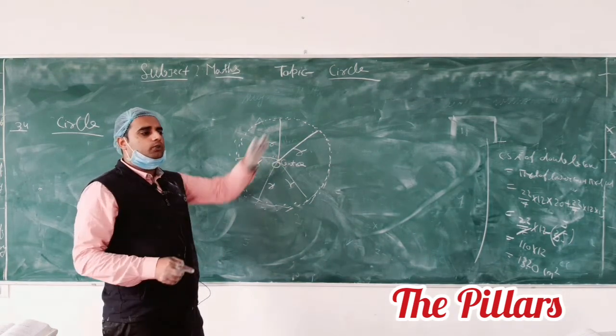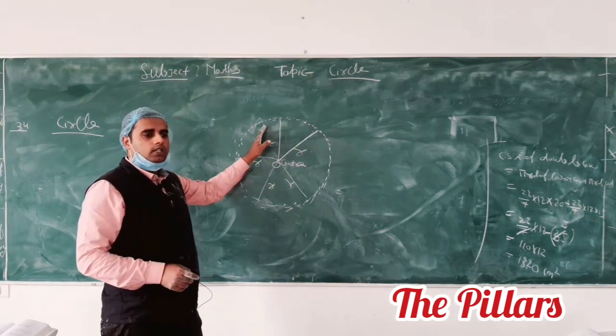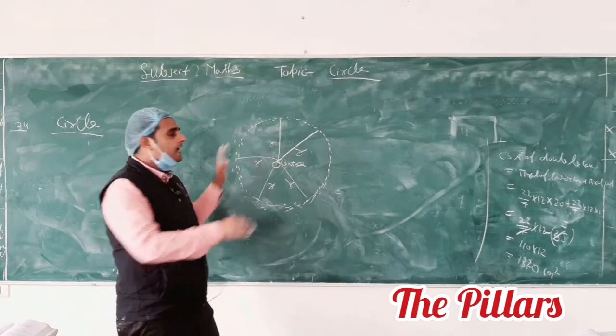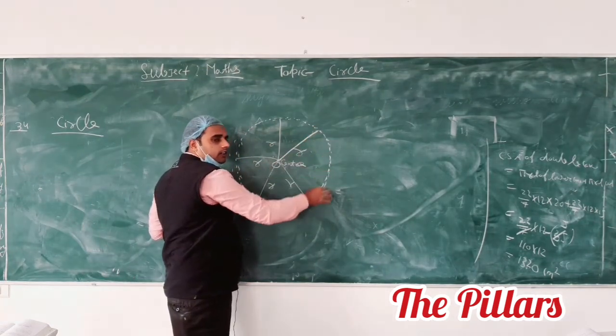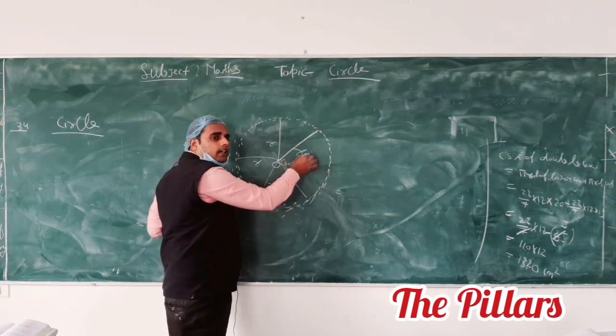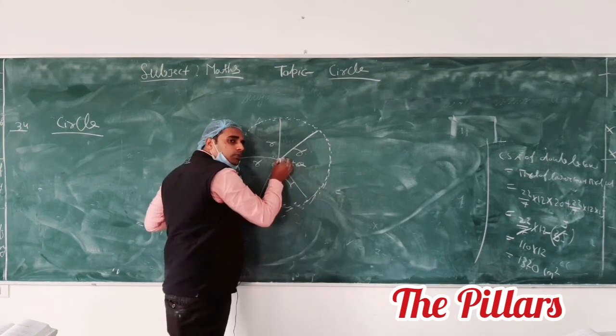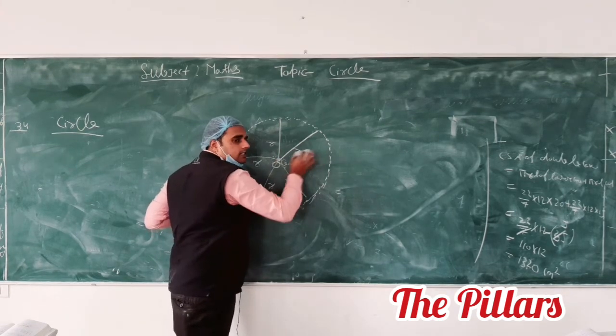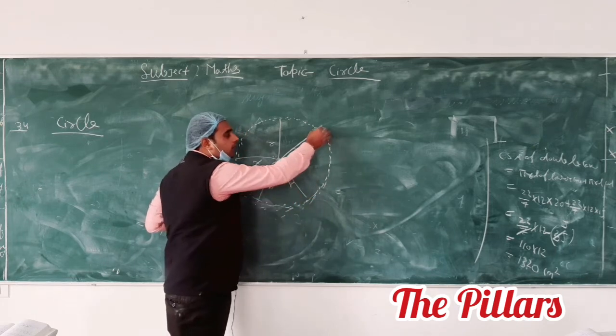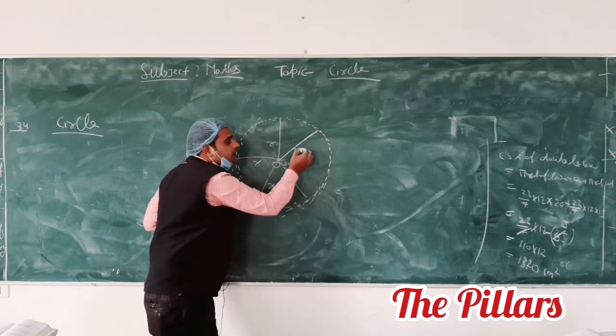Once again, you have to see the figure. Question: what do we have to write in the definition? The collection of all points at a constant distance from a constant point. This is your constant point or fixed point, and these are the constant distances. It means we have to collect all the points which are at distance r.